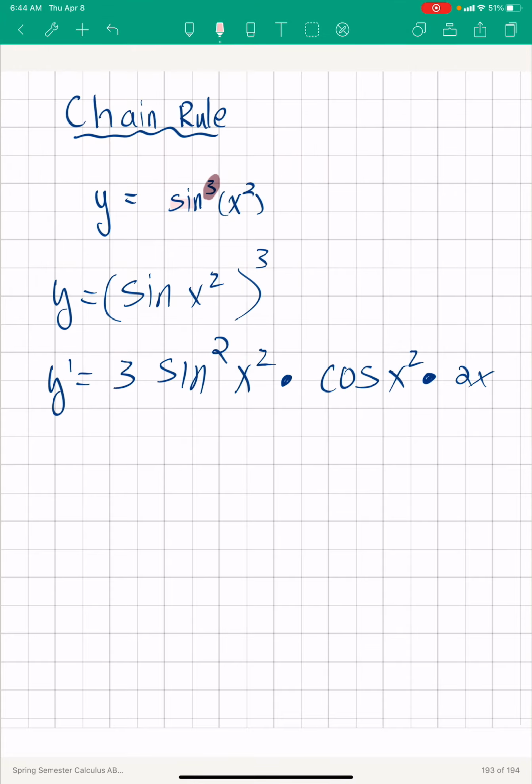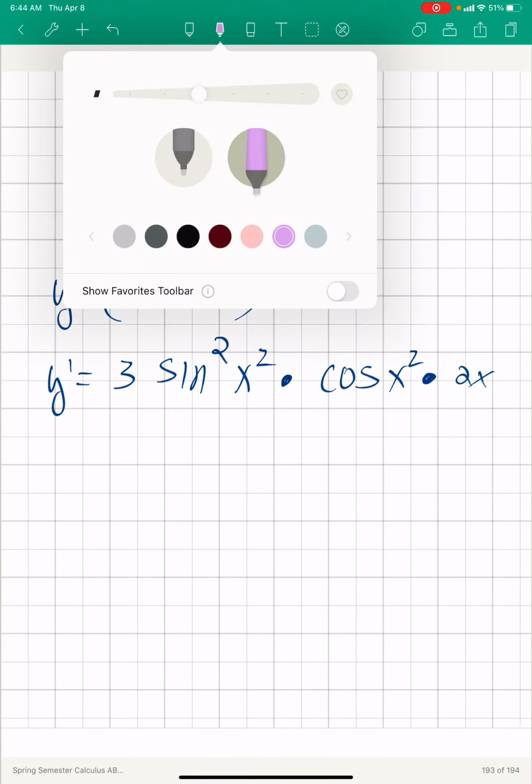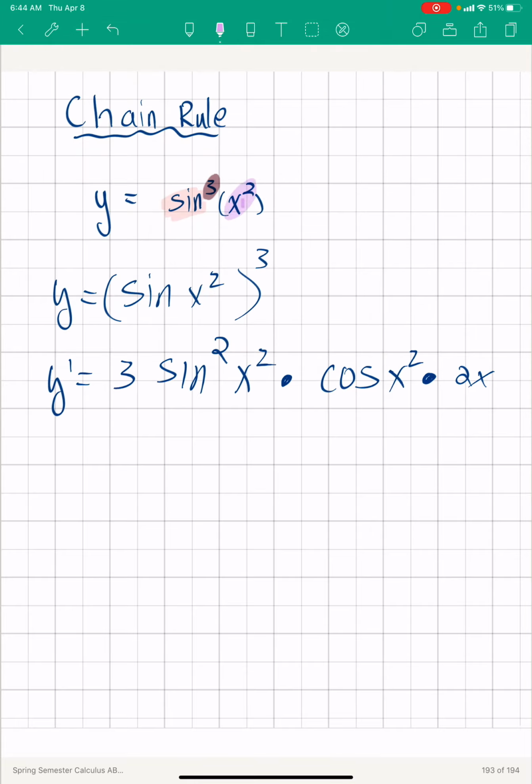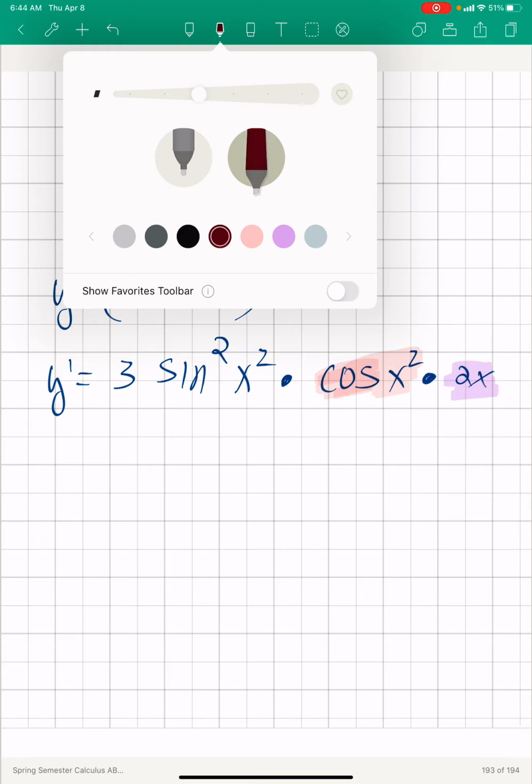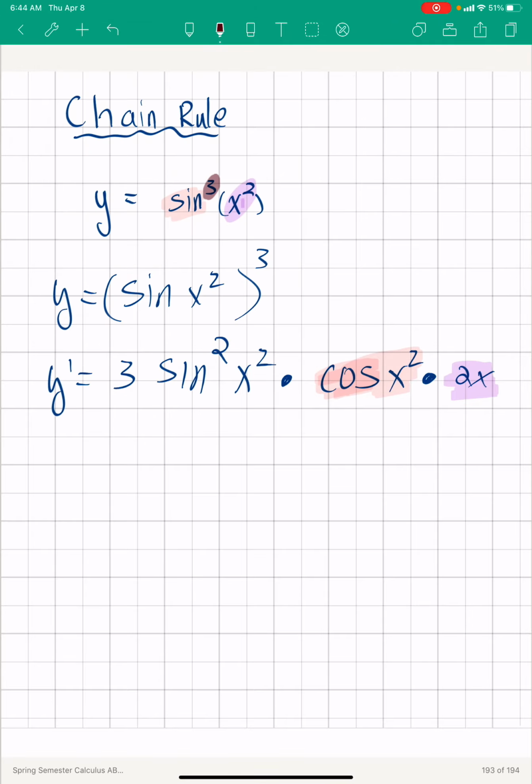We have the sine function, and we have the angle, which is also a function. The angle's derivative is 2x. The sine's derivative is cosine, and we bring the angle with us, x squared. And the original derivative was the cubed function, which became 3 sine squared of x squared.